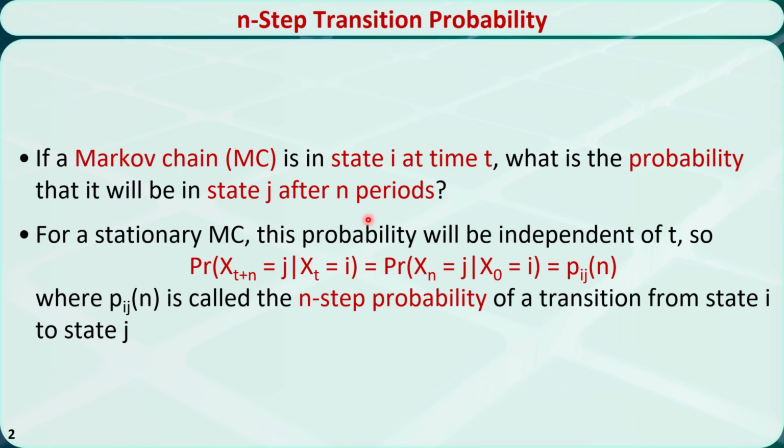For a stationary Markov chain, this probability will be independent of t. So the probability that the Markov chain is in state j at time t plus n, given that it is in state i at time t, is equal to the probability that the Markov chain is in state j at time n, given that it is in state i at time 0. This n-step transition probability from state i to state j is denoted by Pij(n).